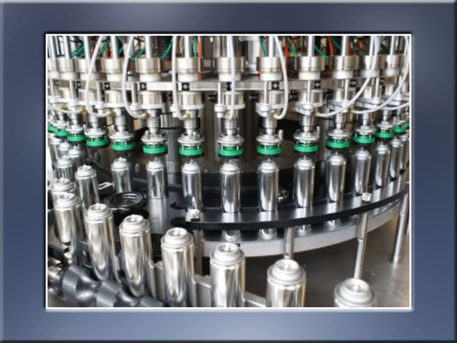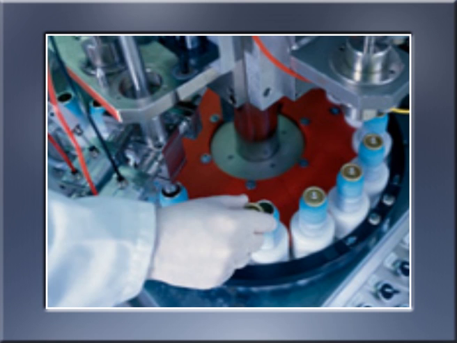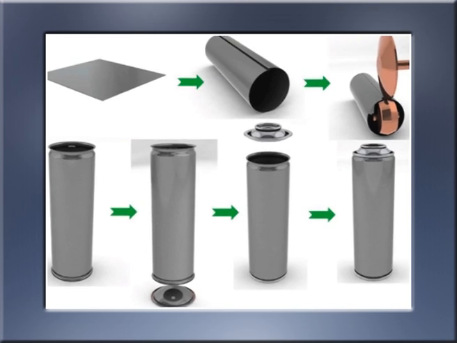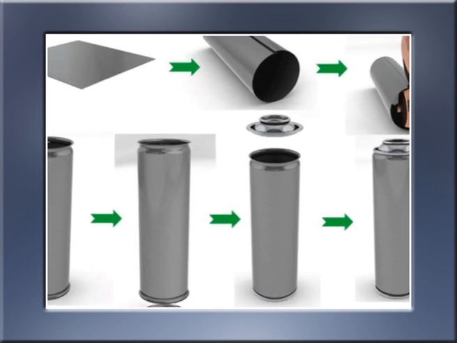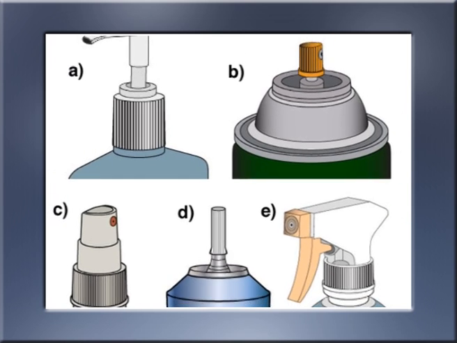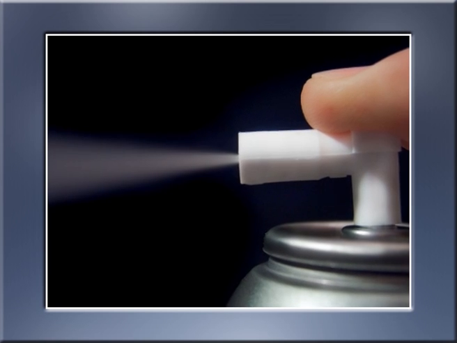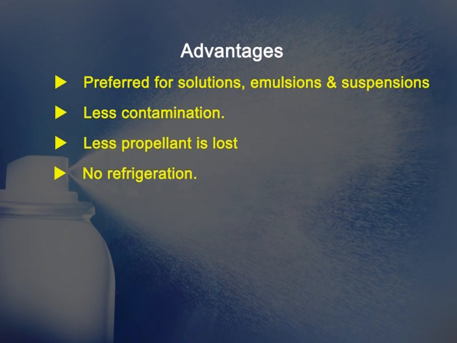Another method that is used for filling of this preparation is the pressure filling apparatus. This apparatus consists of a metering burette that is used to measure the amount of propellant to be filled. Now what is the method? Product concentrate is filled through the burette at room temperature. Propellant is added through the inlet valve. The flow of propellant stops when the pressure of the filling propellant becomes equal to the pressure within the container. Advantages of this method include that it is preferred for solutions, emulsions and suspensions, there is less contamination, less propellant is lost and there is no need of refrigeration.